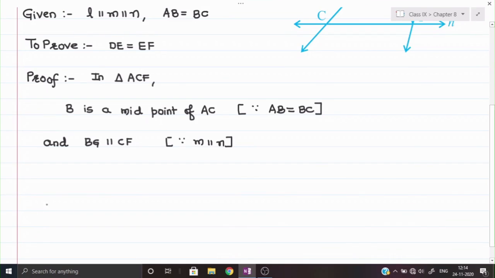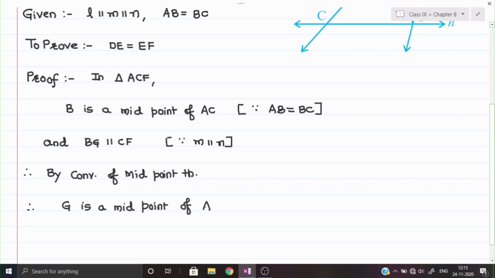Okay, so here we will say that therefore by converse of midpoint theorem, we can say that G is a midpoint of AF. Okay, now see we have got here one important result.